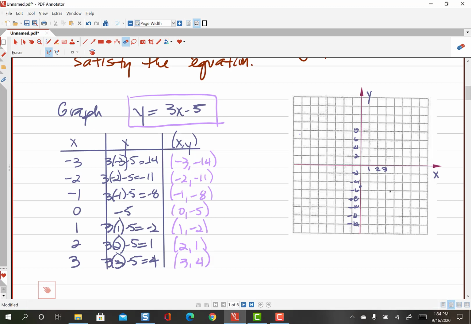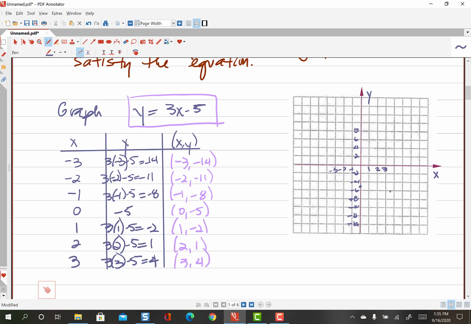So what I did here is I put a graph grid here, and because some of our numbers are on the big side, I have decided to put the y scale in steps of 2. So this would be 2, 4, 6, 8, and -2, -4, -6, etc. But in the x direction, I think we can get away with going in steps of 1. All right, so let's see if we can plot some of these points here.